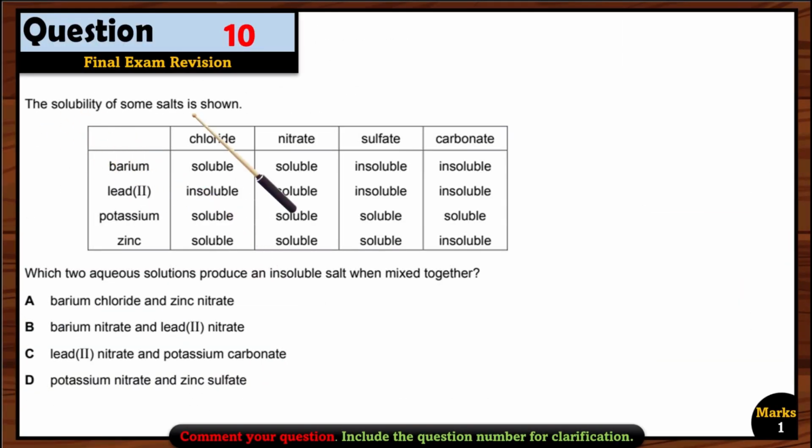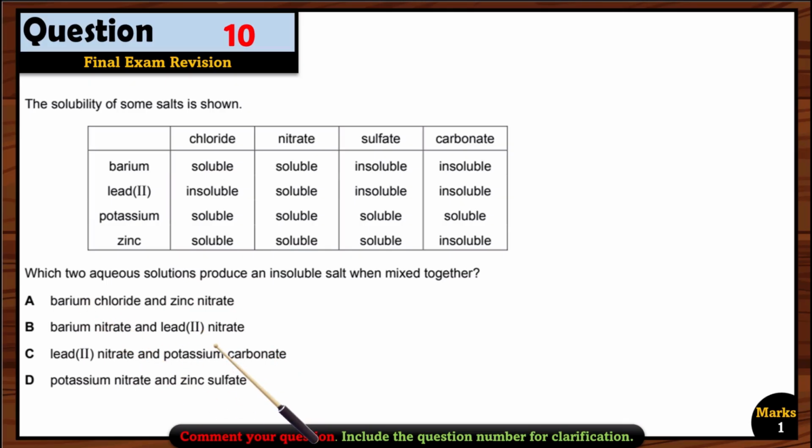Question 10. The solubility of some salts is shown over here. Which two aqueous solutions produce an insoluble salt when mixed together? You can check all of these one by one. First of all, barium chloride and zinc nitrate. Barium will go with nitrate, so we get barium nitrate and zinc chloride. All nitrates are soluble, so barium nitrate is soluble. Zinc chloride: again, most chlorides are soluble. So this one will not produce an insoluble salt. Now let's see the next one. Barium nitrate and lead nitrate. Of course, they are nitrates, so all nitrates are soluble.